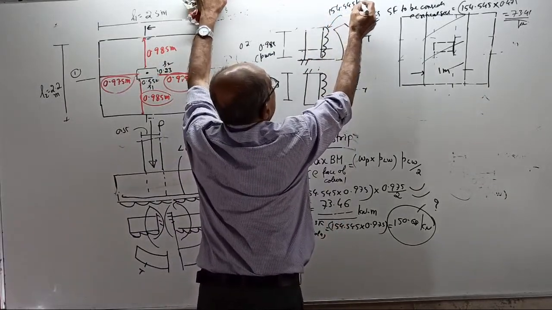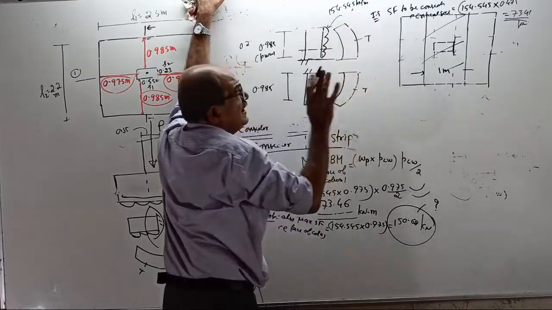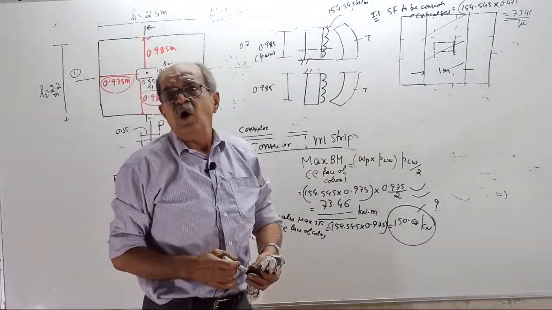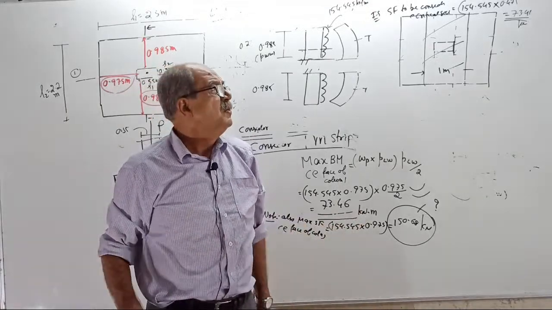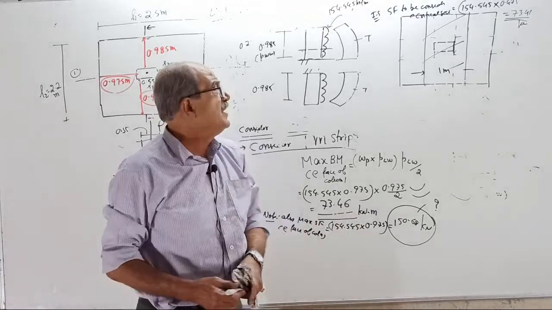154.545. See, all these you are doing for learning purposes. Later, all these ETABS and SAFE you will do. You don't have to do it now. But understand correctly, it is important. Okay, start.